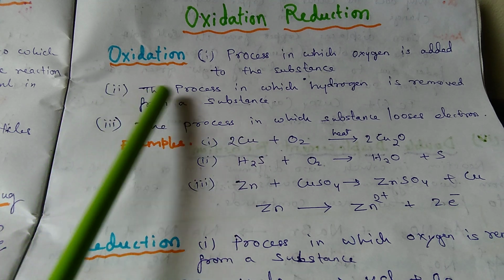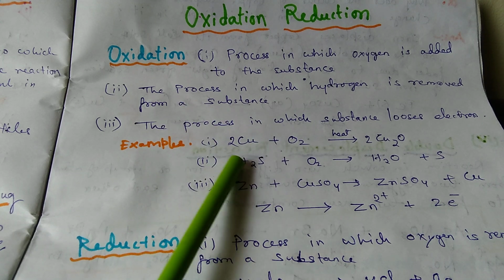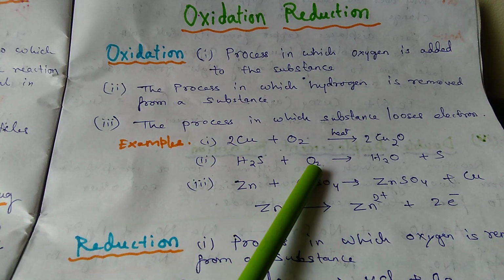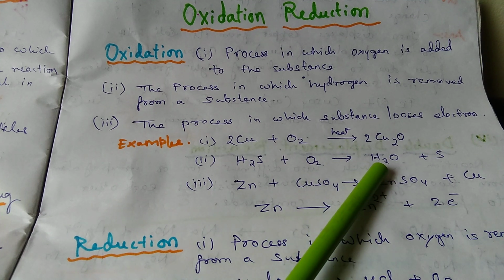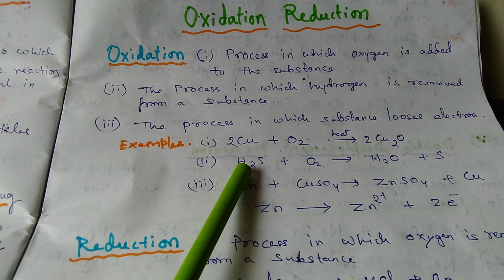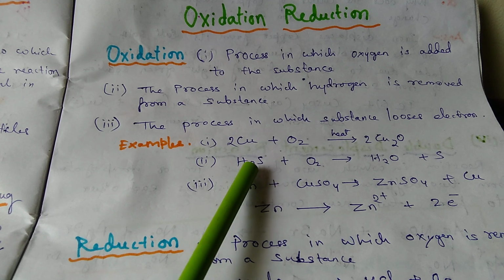In the second case, the process in which hydrogen is removed from a substance. For example, when hydrogen sulfide H2S reacts with oxygen, it forms water H2O and sulfur S. Here we can see hydrogen is removed from H2S and oxygen is added. Both the cases happened here. Hydrogen is removed, oxygen is added. So this is also a case of oxidation.